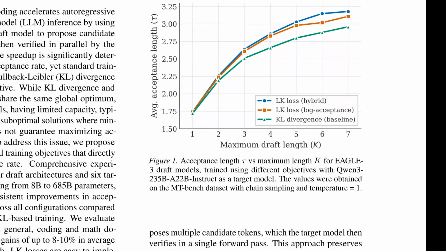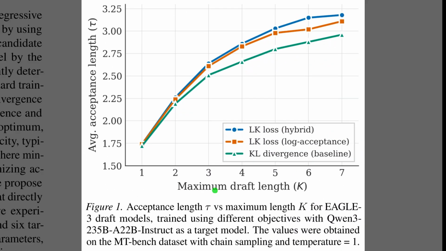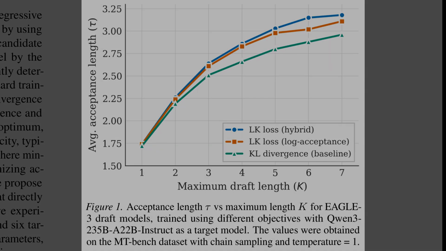To see these gains in action, Figure 1 plots the average acceptance length against the maximum draft length for the Eagle 3 architecture. The green line represents the standard KL divergence baseline used by most current systems. Above it, the blue and orange lines track the new LK loss variants. These proposed methods consistently achieve higher acceptance lengths. And interestingly, the performance gap widens significantly as the draft length increases beyond 4 tokens.